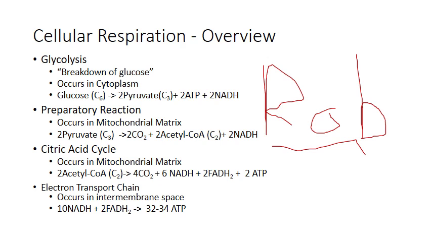So this NADH and also this FADH2 are really only going to be useful in cellular respiration to make ATP, but in the end, all we care about is the amount of ATP that we make. So glycolysis, we're going to be breaking down our glucose.